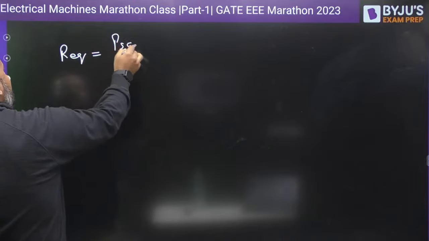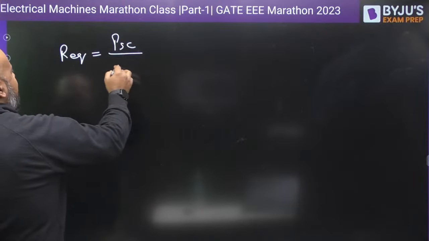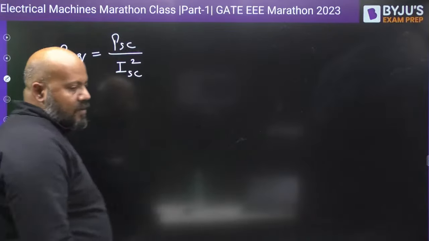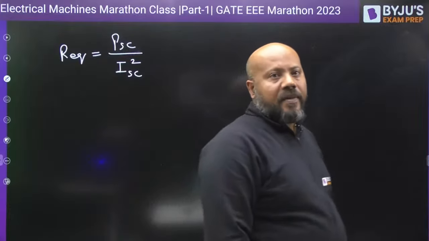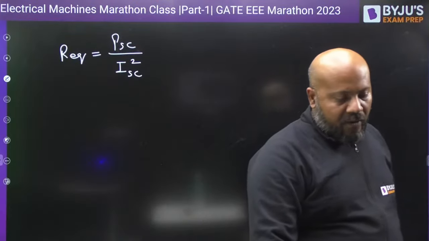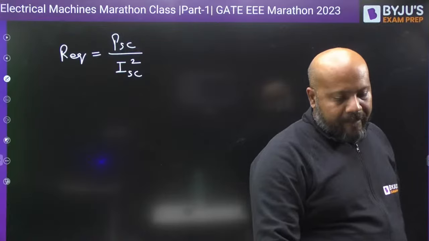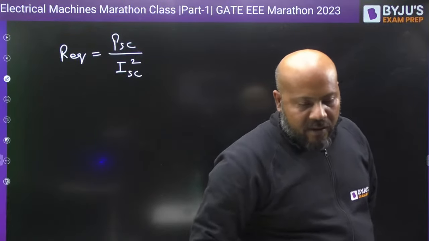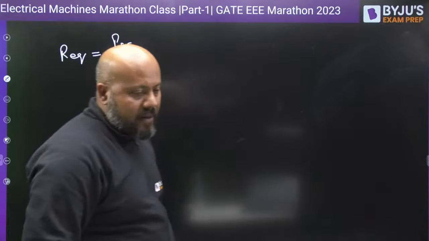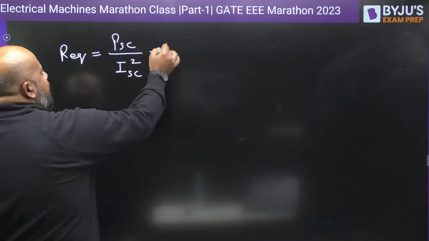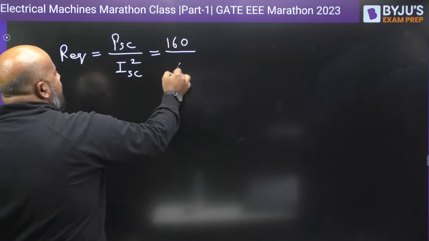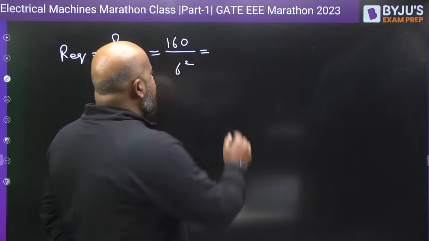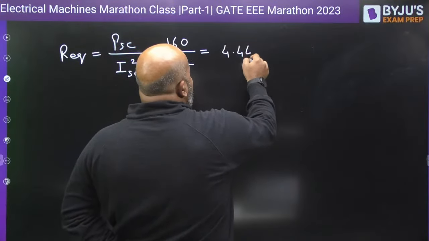It is going to be total loss in case of short circuit test divided by ISC square. Yes or no? Because this represents the copper loss. So what is the value you are getting for R equivalent? I think you must be getting 160 divided by 6 square. So as per my reference, you must be getting 4.44 ohms.